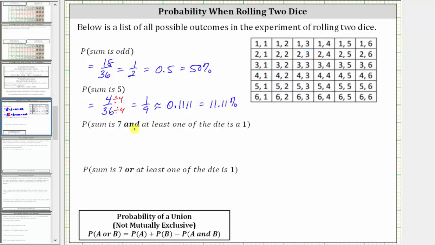Next, we're asked to find the probability the sum is 7 and at least one of the die is a 1. So both of these must be true in order to be a favorable outcome. Notice along this diagonal here, the sum is 7, but only the 6 and 1 and 1 and 6 have a sum of 7 and one of the die shows a 1. And therefore there are only 2 favorable outcomes out of a total of 36 possible outcomes.